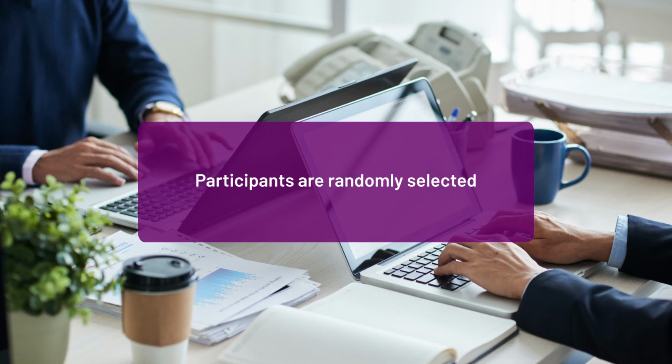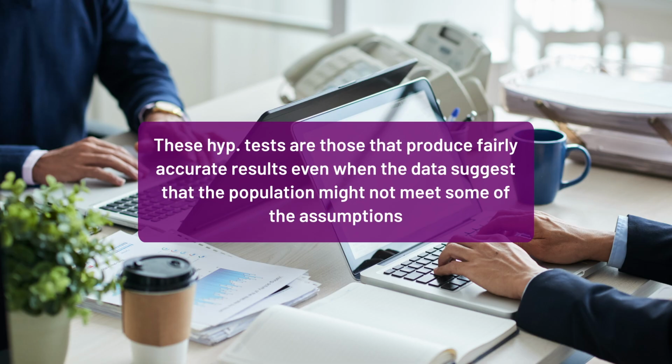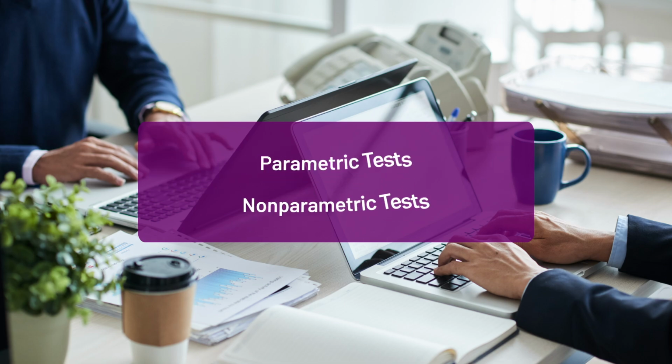So this is one of the assumptions of hypothesis testing, and participants are randomly selected, and the distribution of the population is approximately normal. These hypothesis tests are those that produce fairly accurate results even when the data suggests that the population might not meet some of the assumptions. Parametric tests we have already discussed, and non-parametric tests we will not discuss here. So we are going to cover non-parametric tests in our coming session.